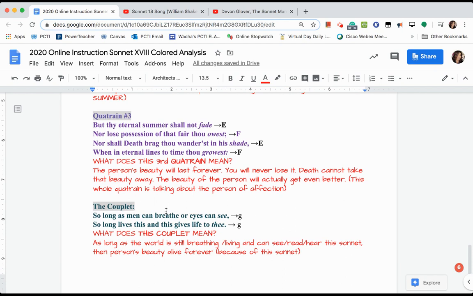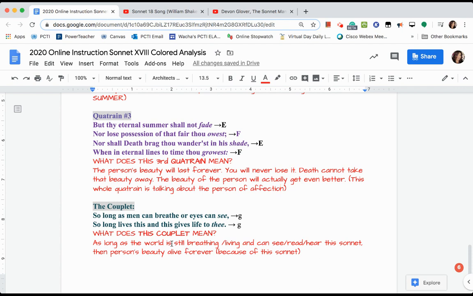So long as men can breathe or eyes can see, so long lives this, and this gives life to thee. So this one is a little tricky, but you have to sit and think about it. So long as men can breathe or eyes can see. So as long as someone in the world is still breathing and is still living and can still read or hear this sonnet, then the person's beauty is going to be alive forever. Why? Because of this written sonnet.